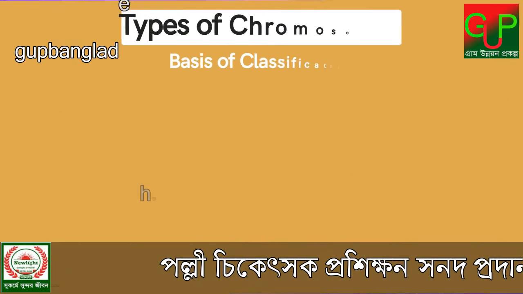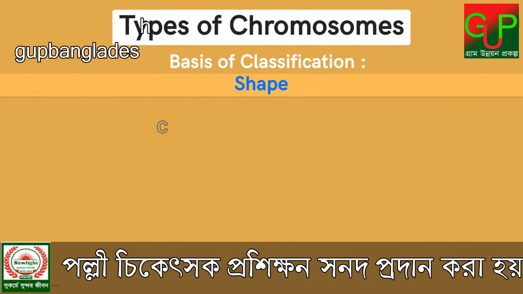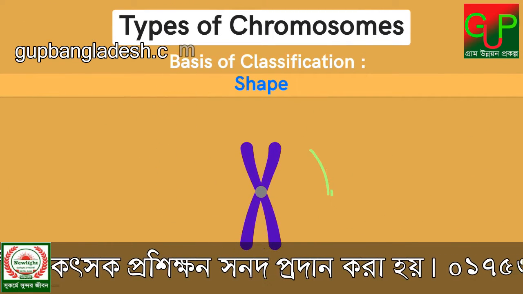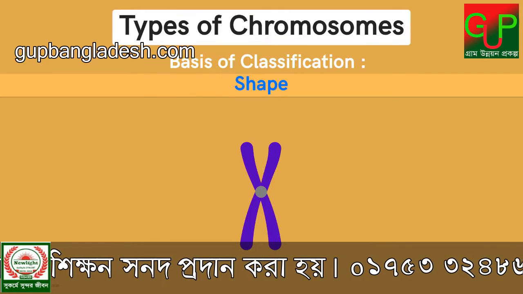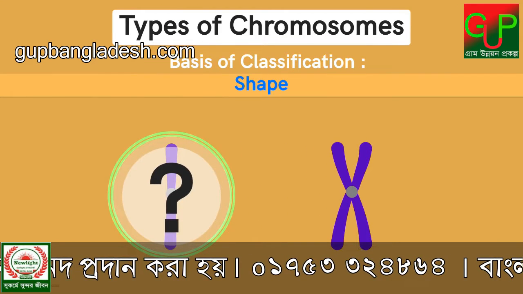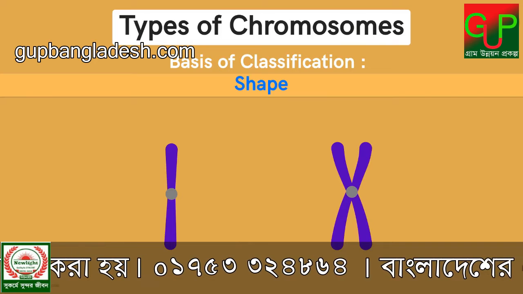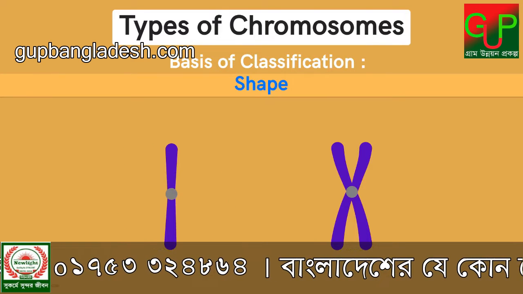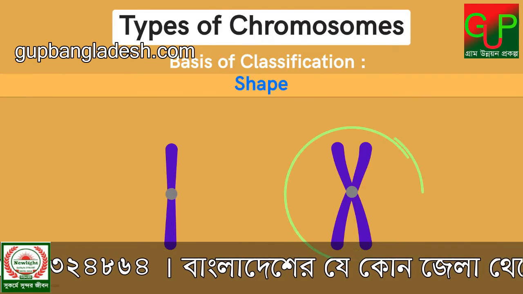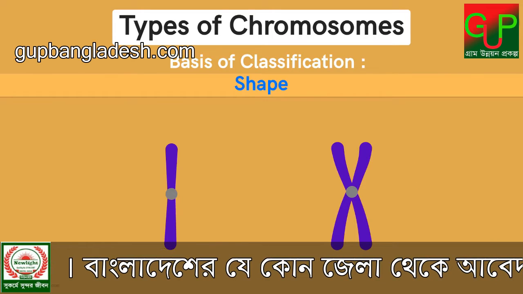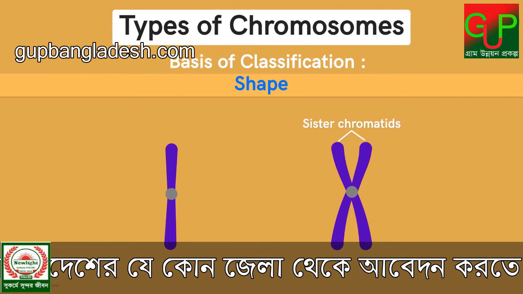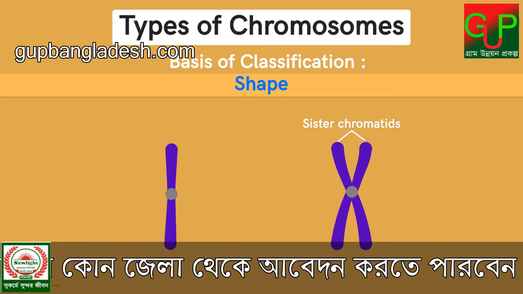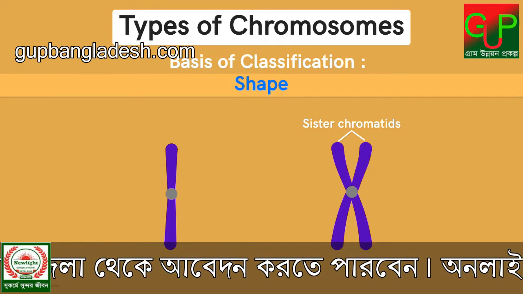The first basis for classification is shapes. We know this is the structure of a typical chromosome. And is this a single chromosome? That's right. The difference is that this chromosome is not duplicated, while this one has a duplicated copy attached to itself. So these are the duplicated sister chromatids which are attached to the same chromosome.